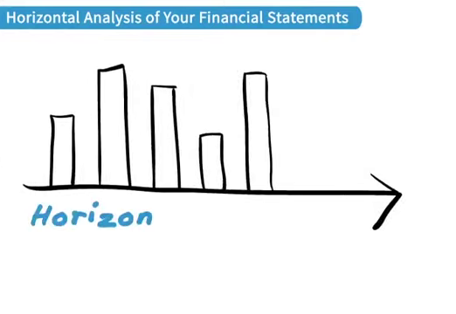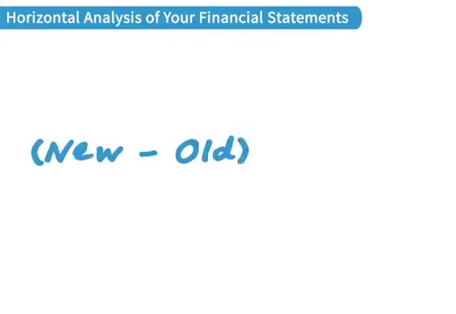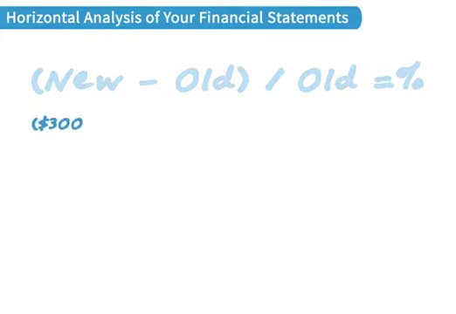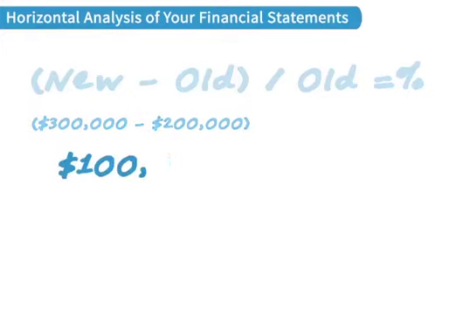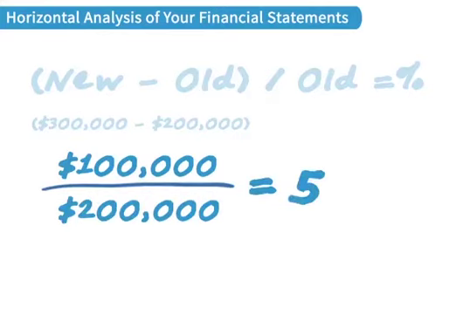Now it's time to do a horizontal analysis, which is the new minus the old divided by the old equals the percent of change. For example, take your $300,000 worth of sales in year 2 and subtract your $200,000 in sales from year 1 to get $100,000. Then divide that $100,000 by your $200,000 worth of year 1 sales to learn that your sales have increased 50% from one year to the next.